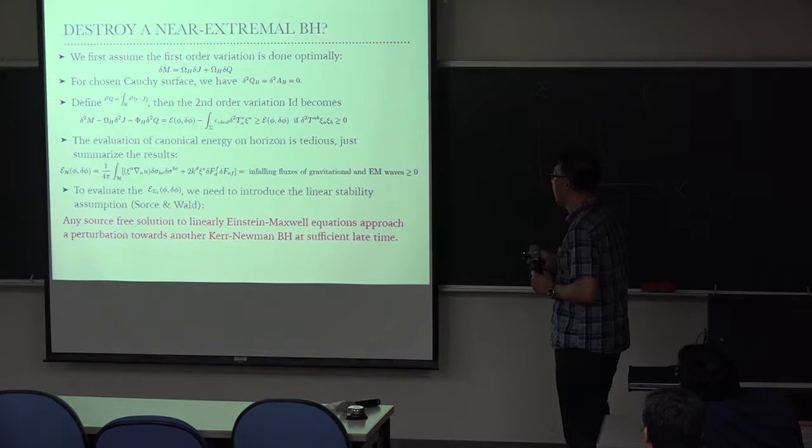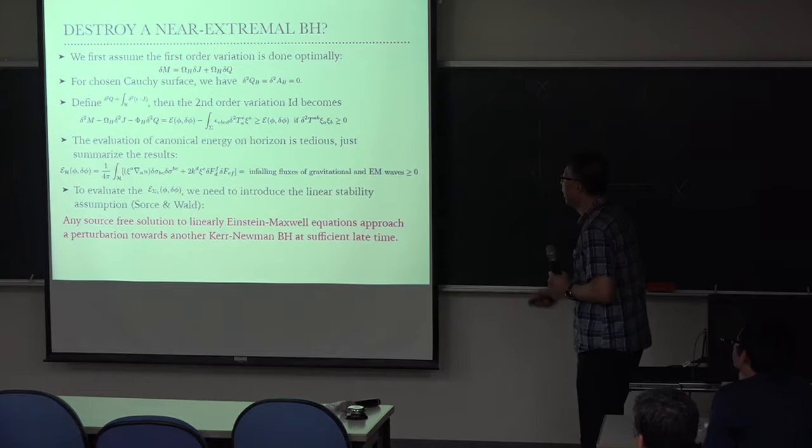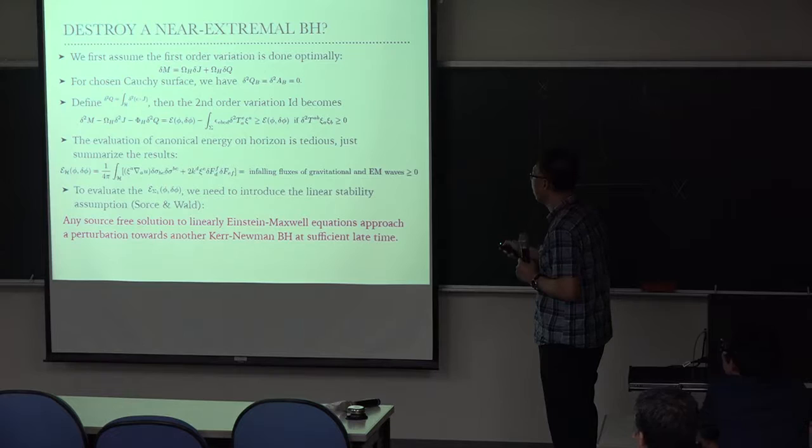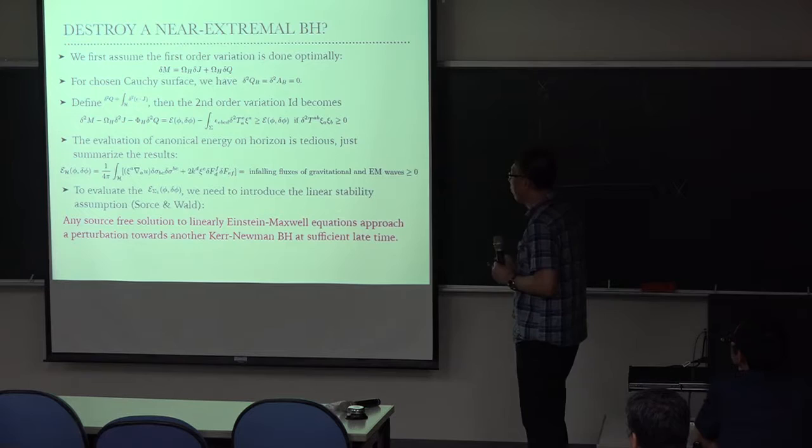Okay, and then we can define a second order change of the charge due to the charged matter flowing into the black hole. Then the second order variation identity becomes something like this. So again, we have the same condition term here. If this second order variation also obeys the null energy condition, then this term is positive. This means that we get an inequality: the left hand side here should be greater than the canonical energy. So to further simplify, we need to evaluate the canonical energy.